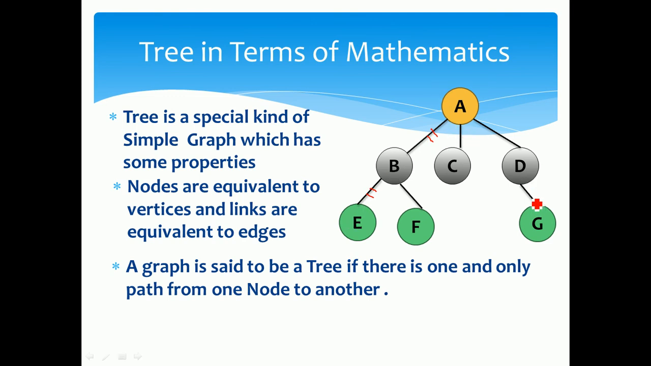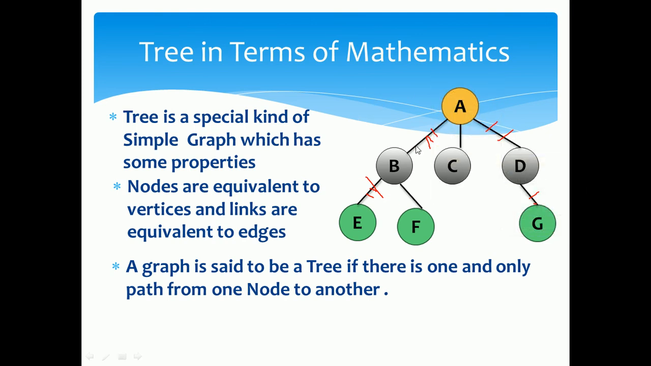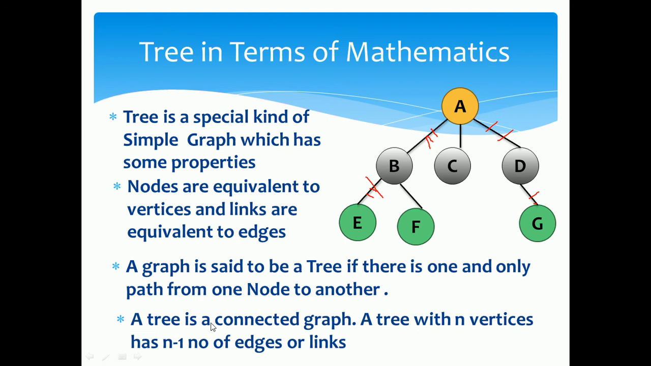Now let me show you another example. From G to E we have to go to D, then A, then B and then E. There are no other paths possible. A tree is a connected graph.